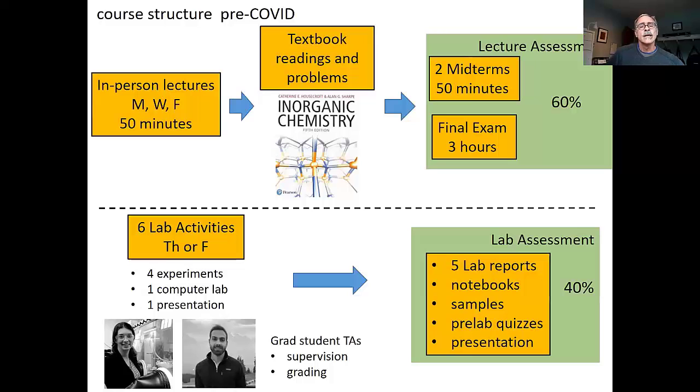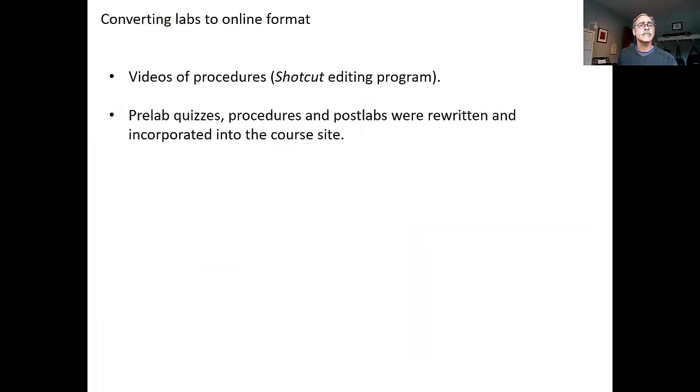The laboratory component took place on Thursdays or Fridays in 3-hour sessions. Our last iteration pre-COVID had 4 experiments that were hands-on, 1 computer lab involving Gaussian simulations, and then a presentation. Typically, the students would be supervised in the labs by grad student TAs, and assessments would be largely carried out by them. And I have a dotted line between these 2 sections because for a variety of reasons, it's not always possible to completely integrate topics in the lab with the lecture. So there was a degree of integration, but not complete.